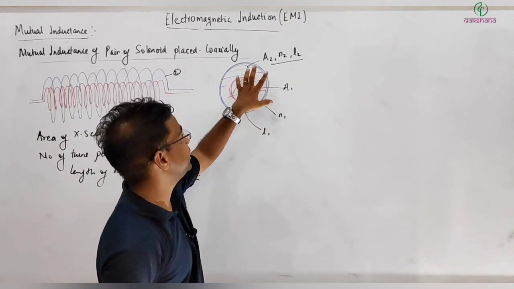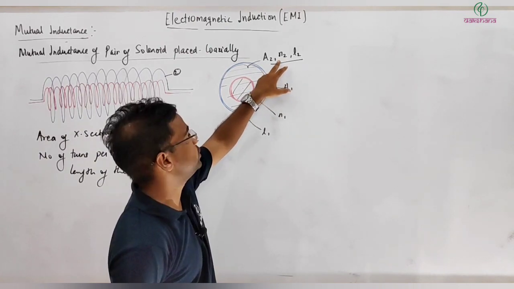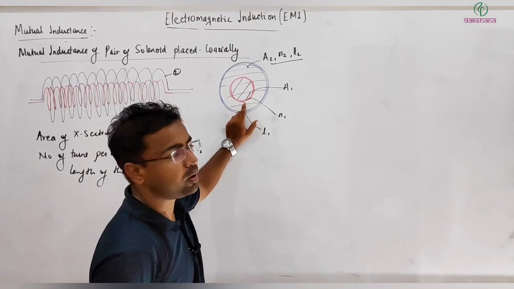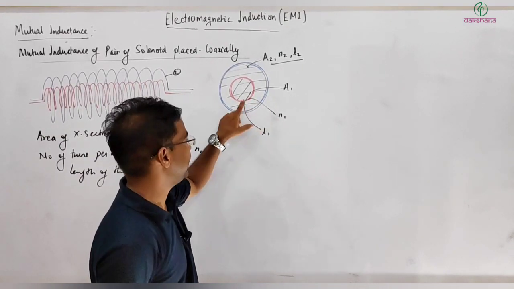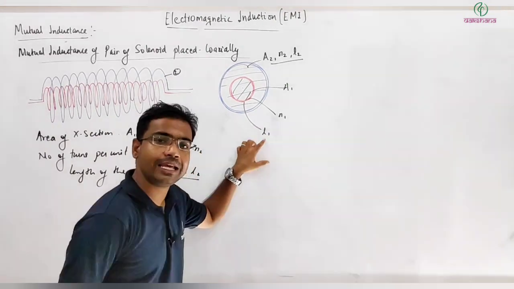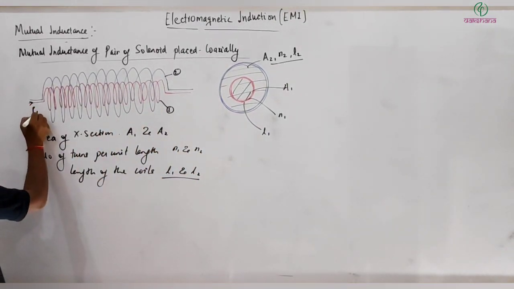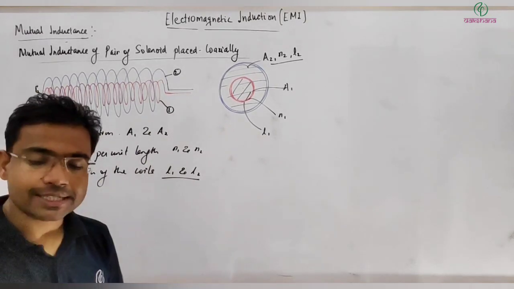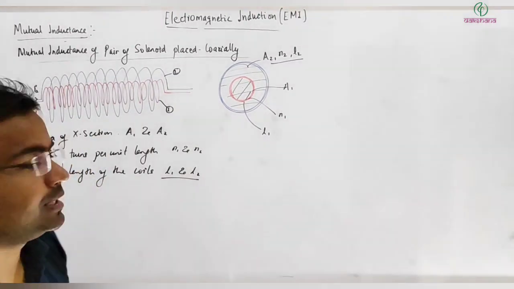The area of cross section of the outer one is A2, number of turns per unit length N2, and its length is, let's say, L2. Similarly, for the inner coil, the area of cross section is A1, number of turns per unit length N1, and let's say the length is L1, and the currents flowing in them are I1 and I2. Is it clear? We can consider either one. So now we need to calculate the mutual inductance of this pair of coils. Let's see how to calculate that.